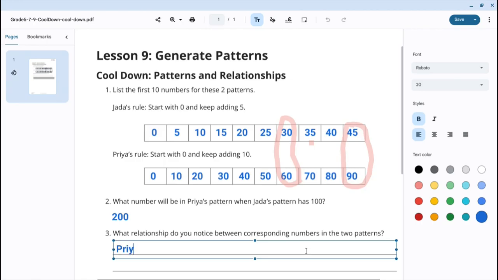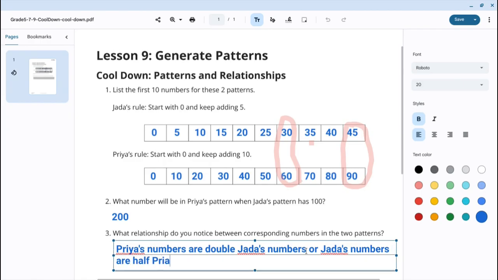So we can write that Priya's numbers, let me take away that H so I spell it correctly. Priya's numbers are double Jada's numbers, or Jada's numbers are half Priya's numbers. Okay, so that is what we were to find in number 3, and we found that already if we found that answer of 200 in number 2. But number 3 was really challenging us to use our math mind to explain exactly what that relationship is.